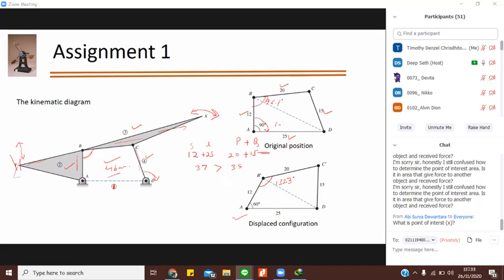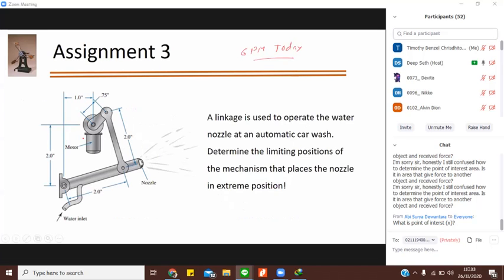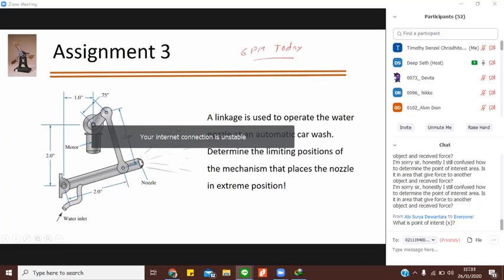So this is your assignment. What will be the input and output that you have to see? Okay. So what's actually happening here? You have a motor. This motor will rotate this part and you will have rotation over here. Then you have this coupler link and another link, which is the follower. This is what is happening here. Okay, so that's the automatic car wash spray. You just have to figure out what it is actually doing to see what the point of interest is, what the mechanism actually wants to do.